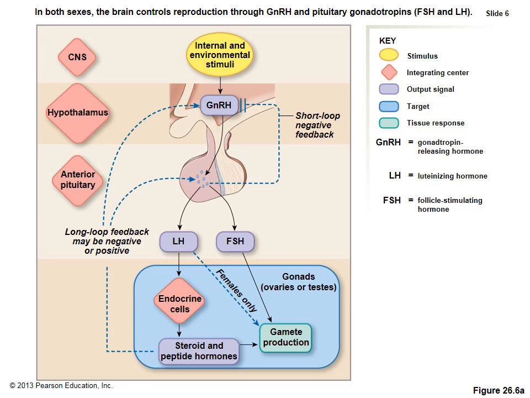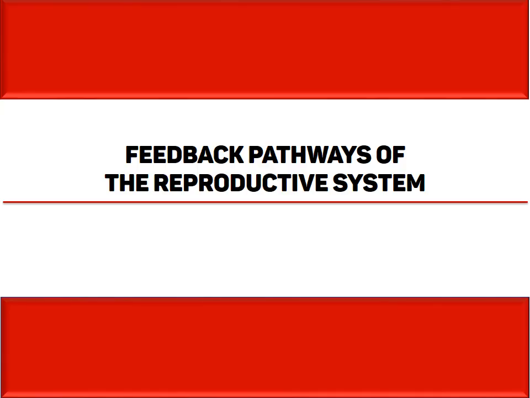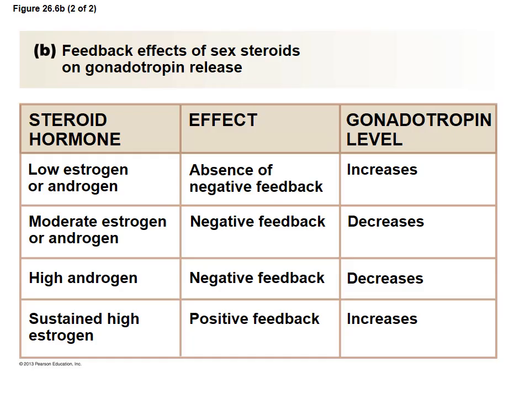And then again, as with any endocrine pathway, there are feedback loops in place, both long loop and short loop negative feedback loops. But as you'll see later during the lectures that we do in reproduction, the feedback loops in the reproductive system are a little bit more complex. These feedbacks can be either negative or positive. This table basically summarizes what I meant with the complex feedback loops.